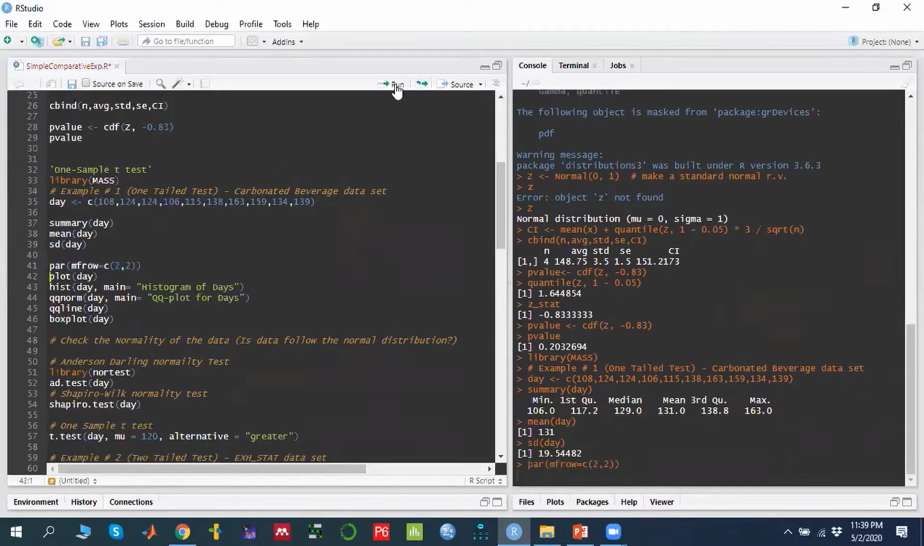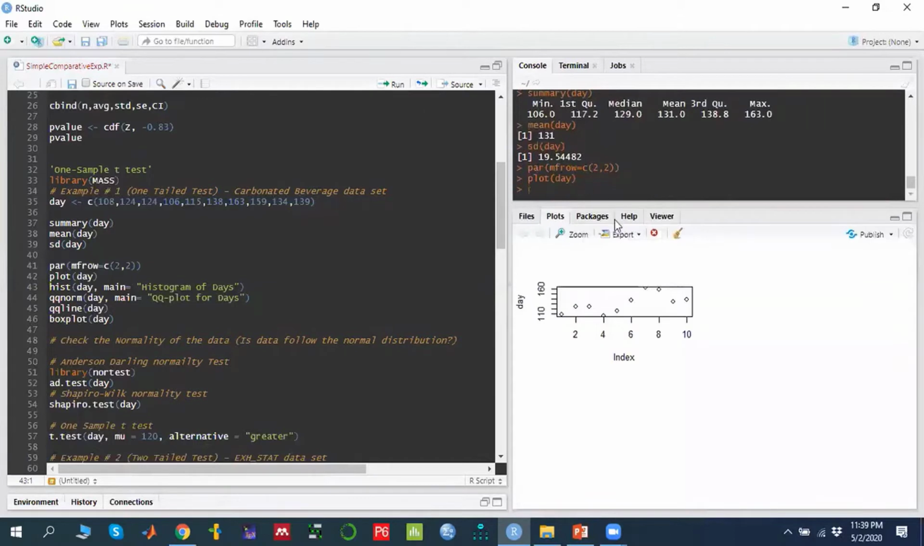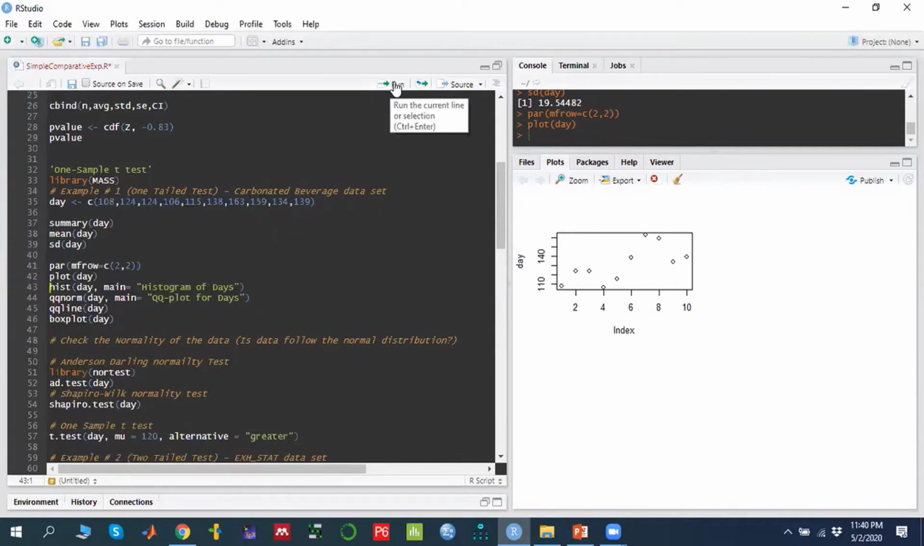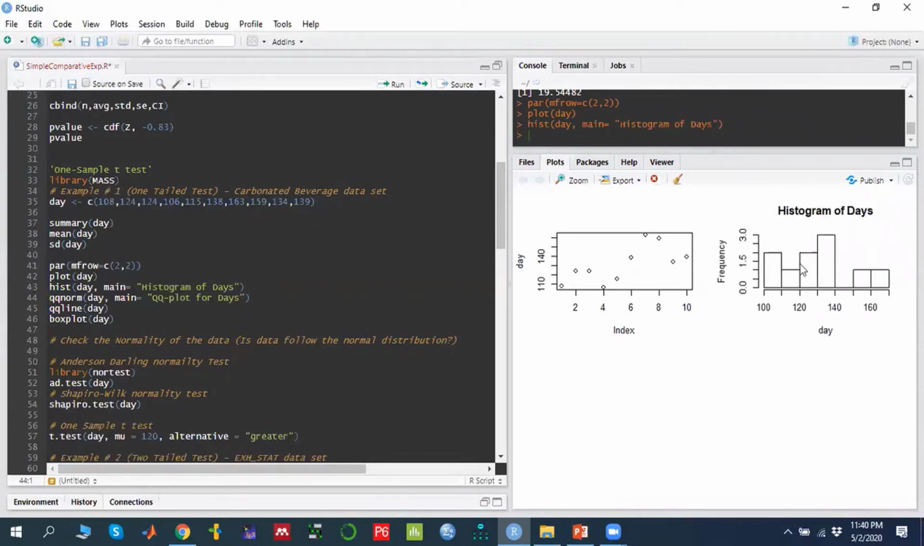So first I run this command, and then I run a command called plot(day), where day is the variable. This command will draw a graph in which on the x-axis you will see the indexes, meaning the number of values, and on the y-axis it shows the actual data points: the first data point, what's the value, the second data point, what's the value. Second, we are drawing the histogram in order to understand whether the data is symmetrical or not. As this is a descriptive approach, we can't say exactly whether it looks symmetrical or not.